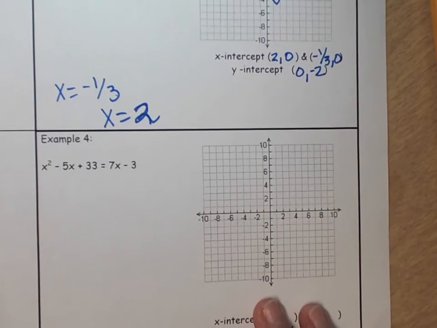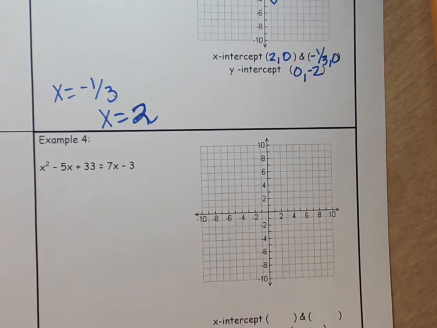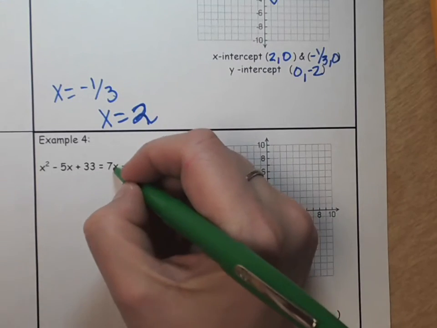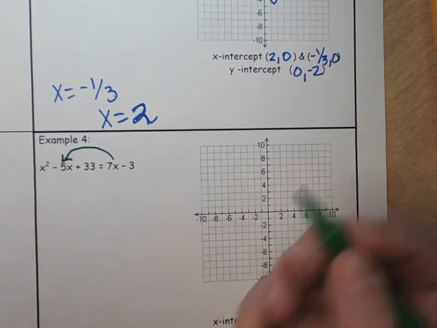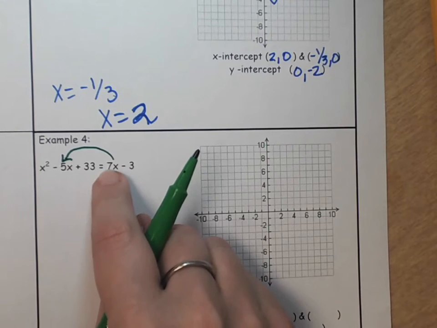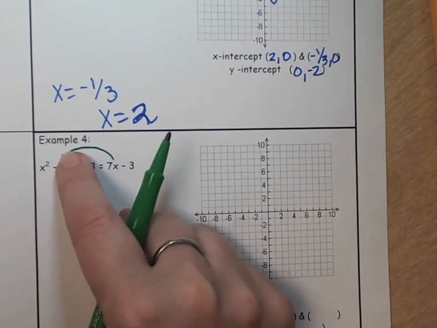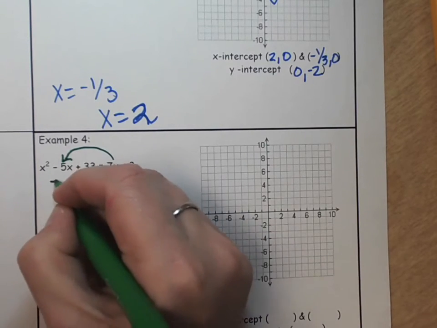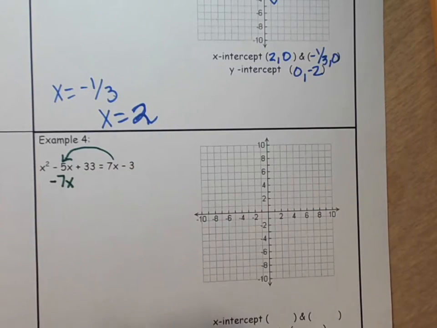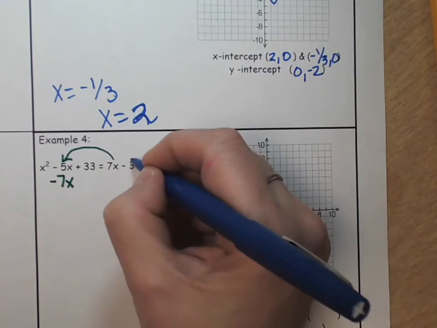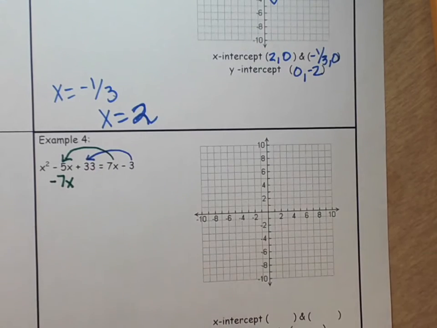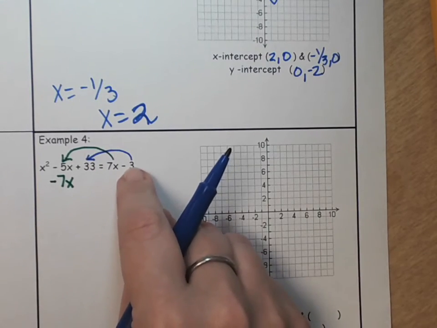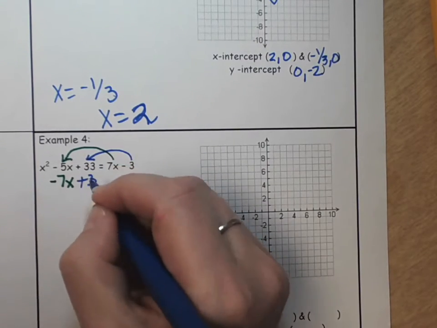All right, last one. This one's pretty complicated because I have stuff on both sides. I can't have stuff on both sides, so I need to move everything to the other side. This 7 needs to come over here with the 5. When it comes, remember, I move my house, I change my address, I change my sign. That 7 becomes a negative. I'm also going to move this 3 over here with the 33. When I move that negative 3, he becomes a positive 3.